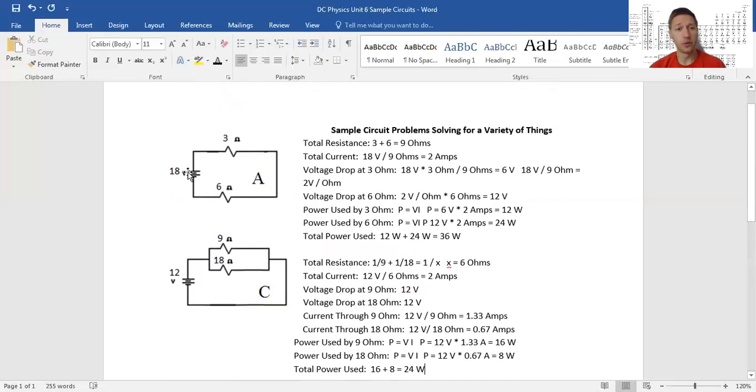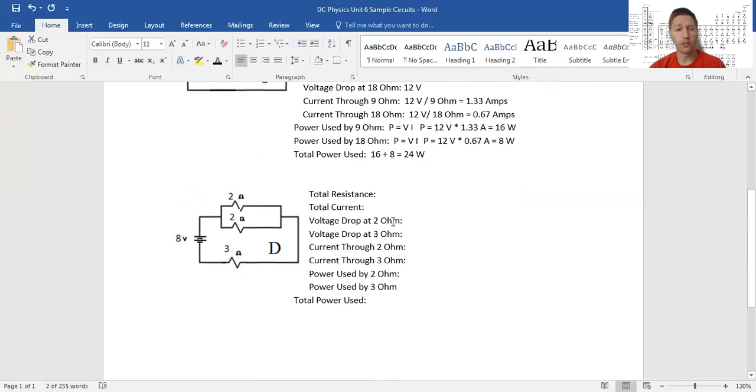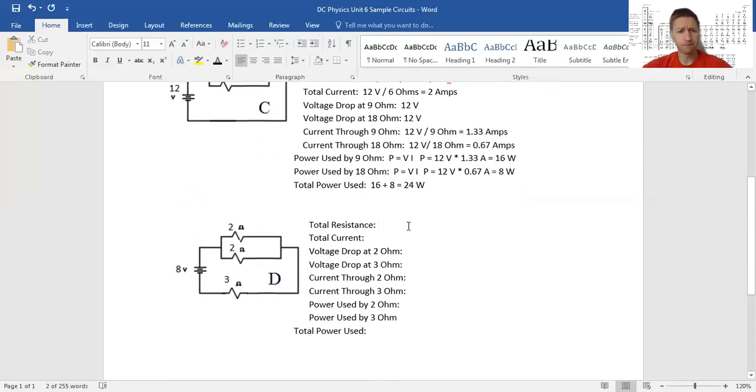Could have done that up here too. 18 volts, 2 amps, 18 times 2, 36. All we do is distribute it out to different ones. One more to do, and then we'll be done for the day for this one. All right, so this time we have a parallel part and a series part.